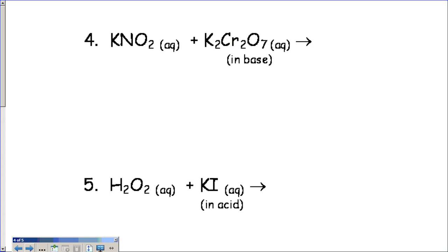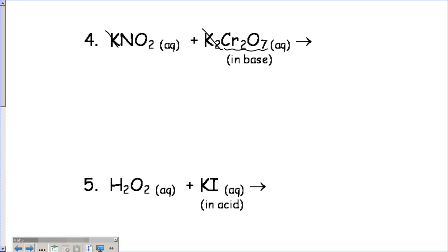Last one here is potassium nitrite. That's a salt that ionizes, and potassium is going to be spectator. And then we have potassium dichromate, which also ionizes in water, and potassium will be spectator. So when you have the dichromate ion, again, that should be a real indicator here that this is probably a redox reaction.